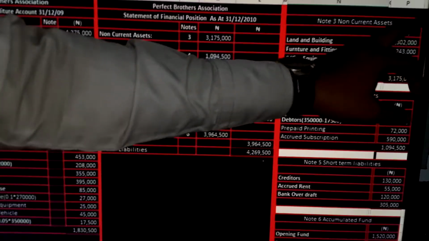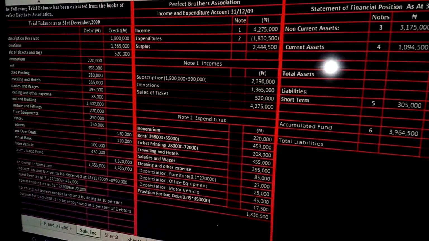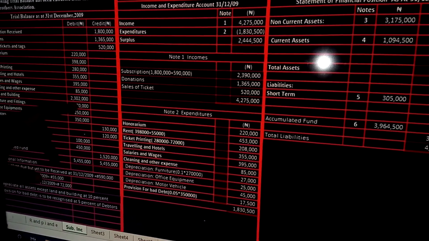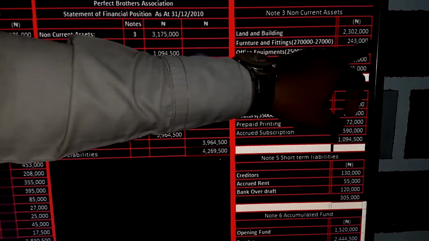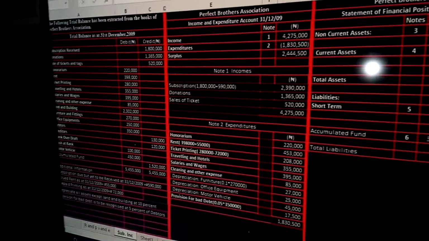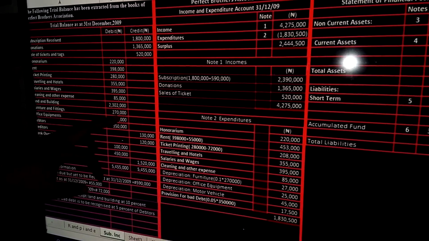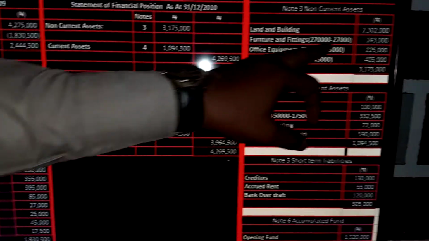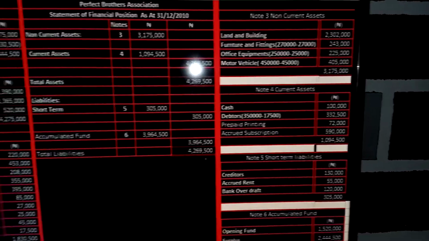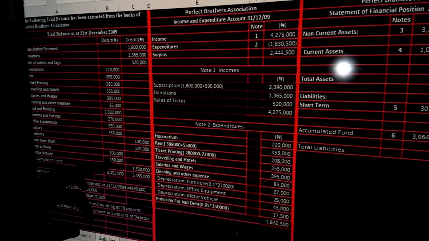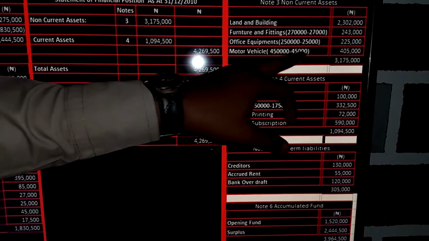No depreciation. Remember what the instruction said. Then furniture, with depreciated furniture. Furniture here is 270. Depreciation is what? 27,000. So you have 270 minus 27,000. That's 243,000. Office equipment here is 250,000. So depreciation is 25,000. So 250,000 minus 25 will give 225,000. Motor vehicle from the question is 450,000. Depreciation is 10%, that's 45,000. So 450 minus 45, that's 405.